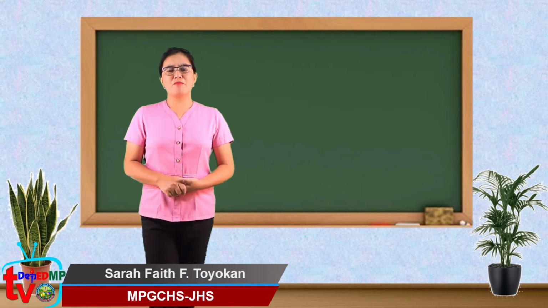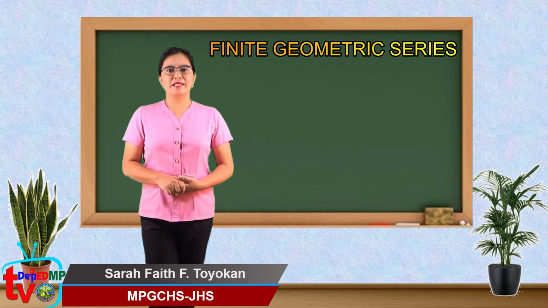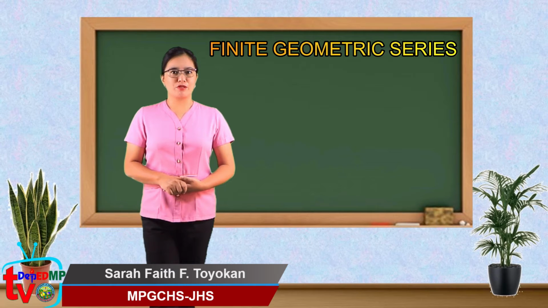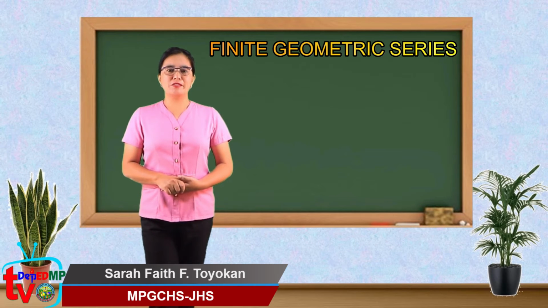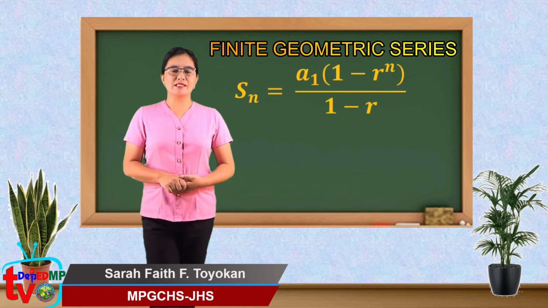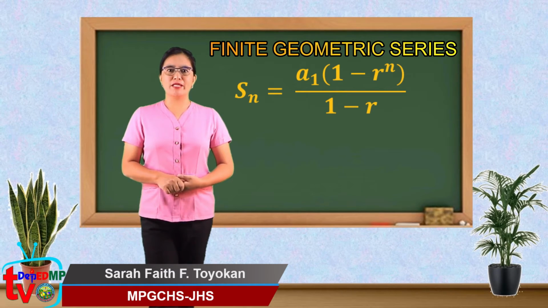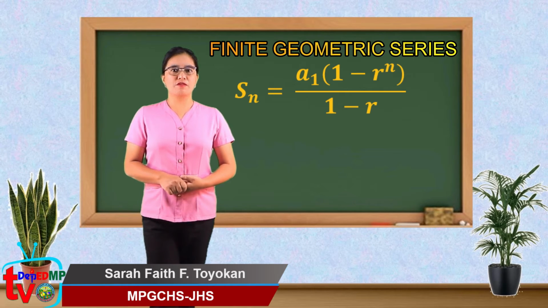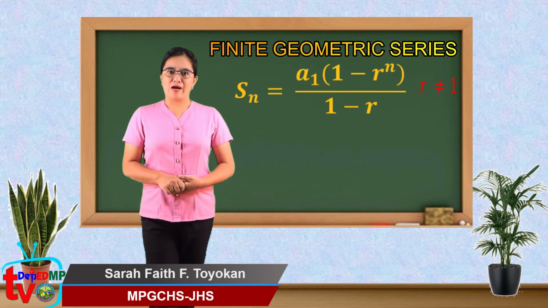We can get the sum of a geometric sequence that contains a finite number of terms. We can use this formula: S sub n equals a sub 1 times the quantity of 1 minus r raised to n, all over 1 minus r, as long as r must not be equal to 1.